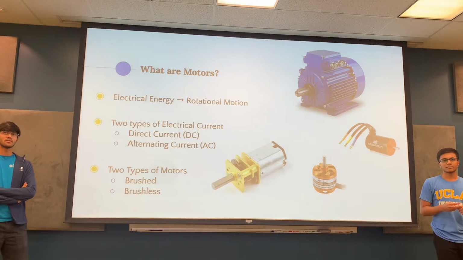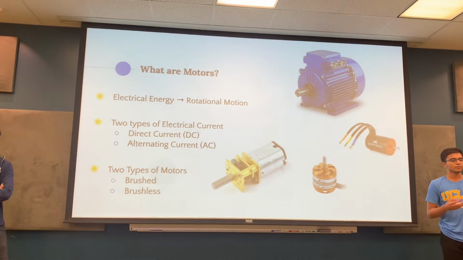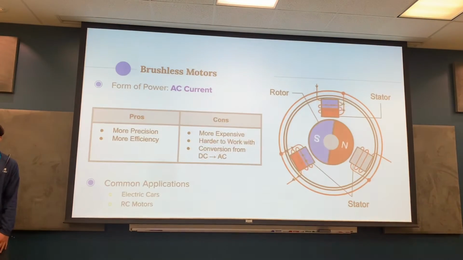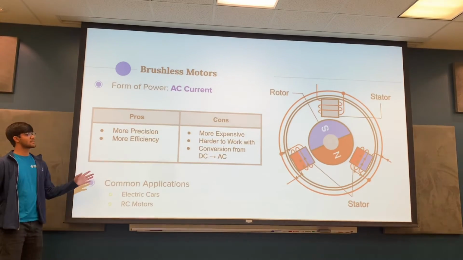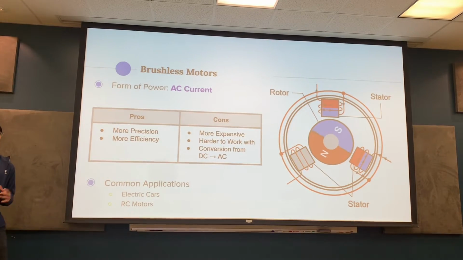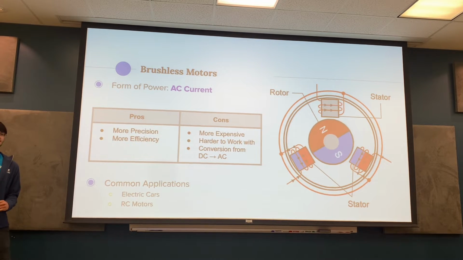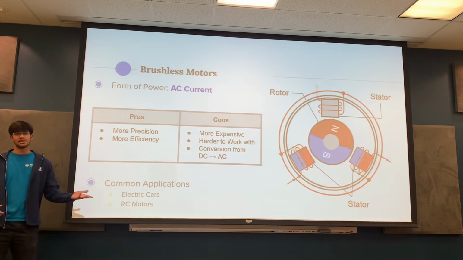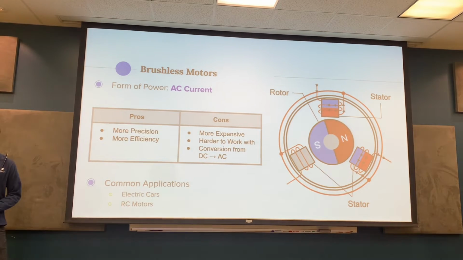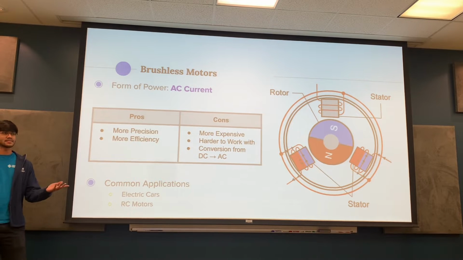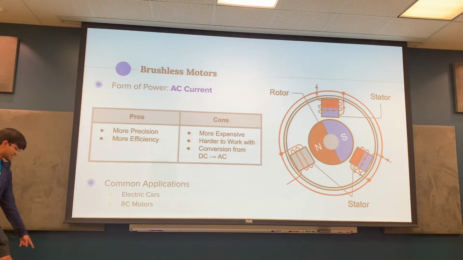And there are two main types of motors: brush motors and brushless motors. We'll go into these types in the coming slides. So, to begin with, brushless motors. The form of power that they take is AC current, which stands for alternating current, and DC stands for direct current. A common source of AC power is the outlets in your home, or just right over here.